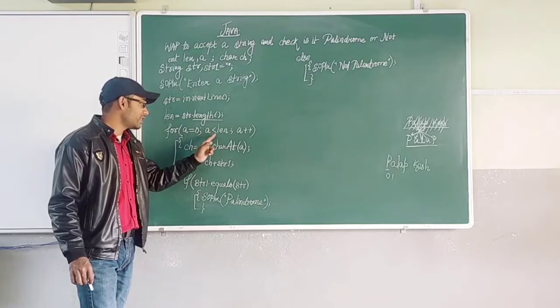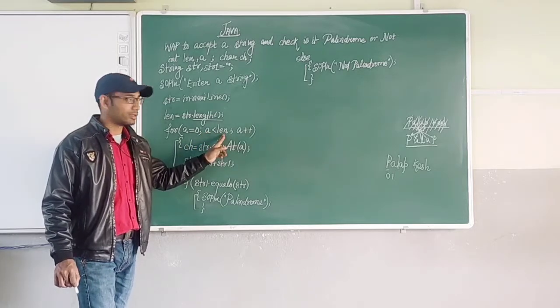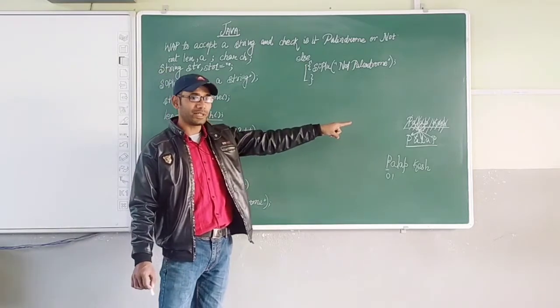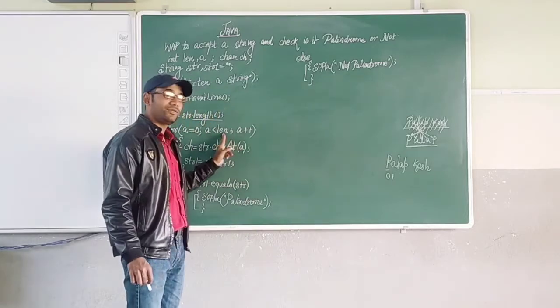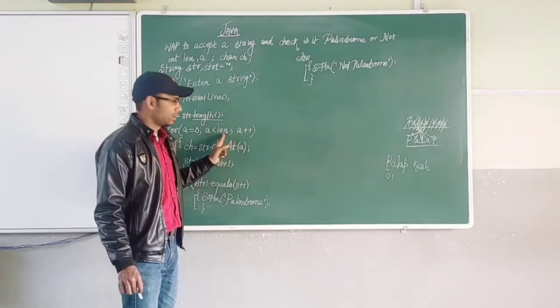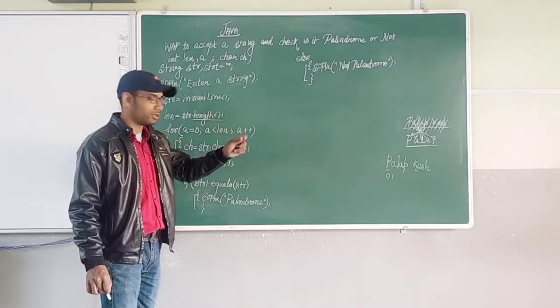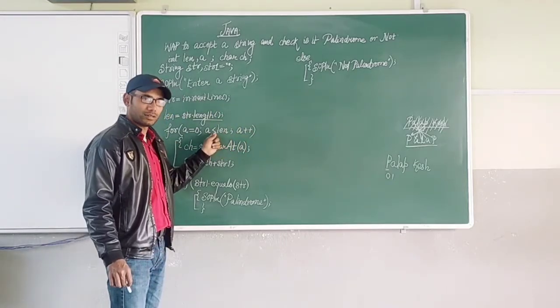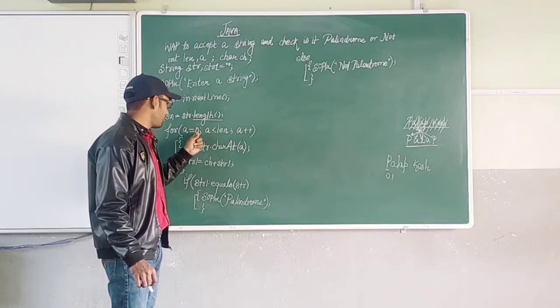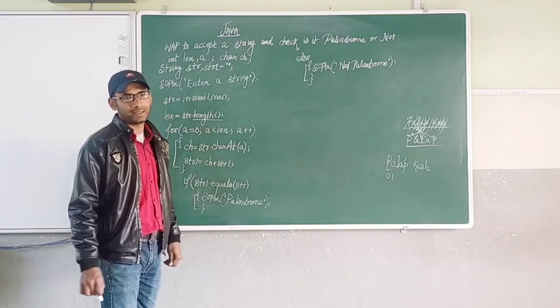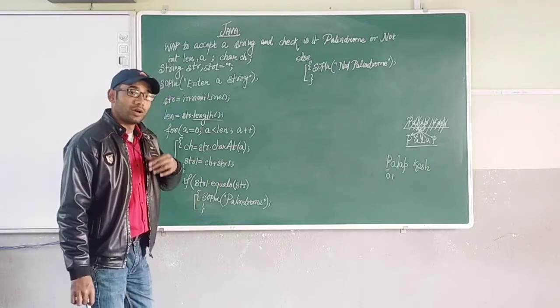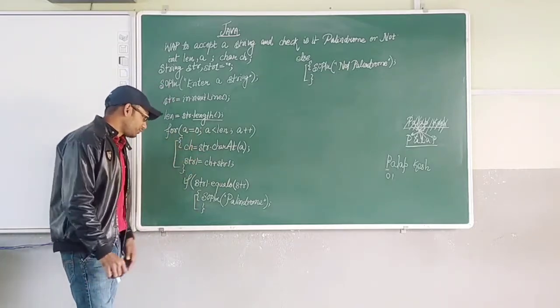A is less than len. If the user gave that particular thing, then the value of len will be 10, and the value of a will reach till 9. This is less than. Okay, that means starting from 0 till 9. And what is it going to do?